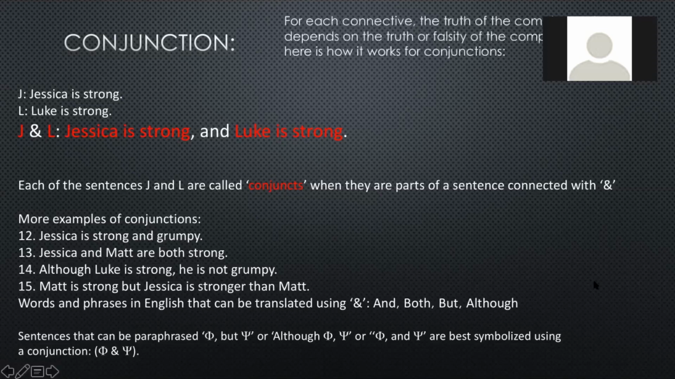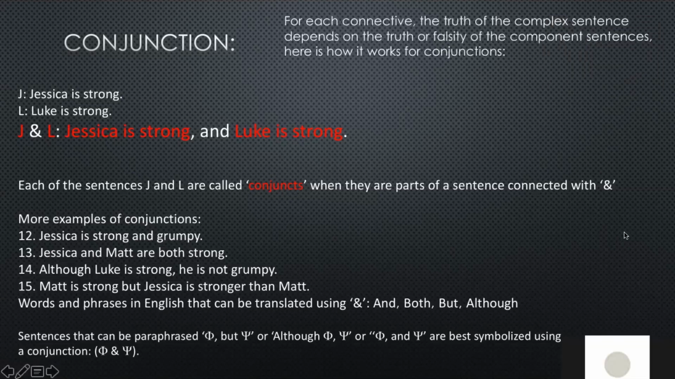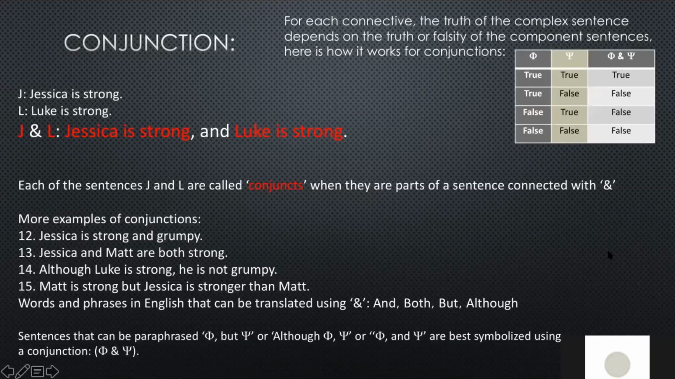So let's continue. For each connective, the truth or falsity of the complex sentence depends on the truth or falsity of the component sentences. So here is how this works for conjuncts. If phi is true and psi is true, then we get a sentence that is true. In other words, if it is true that Jessica is strong, and it is also true that Jessica is grumpy, then the sentence generated by combining those two things will be true. The sentence Jessica is strong and grumpy will be true if the underlying sentence Jessica is strong is true, and the underlying sentence Jessica is grumpy is true.